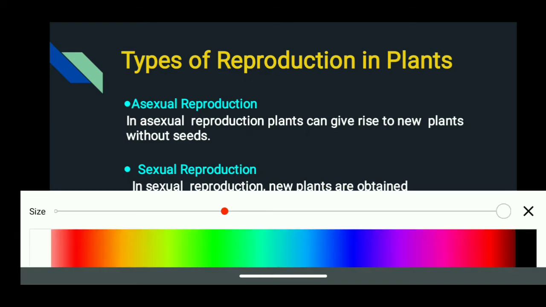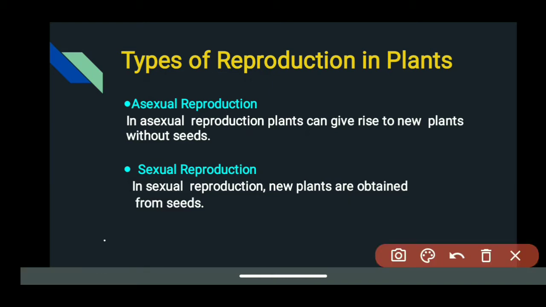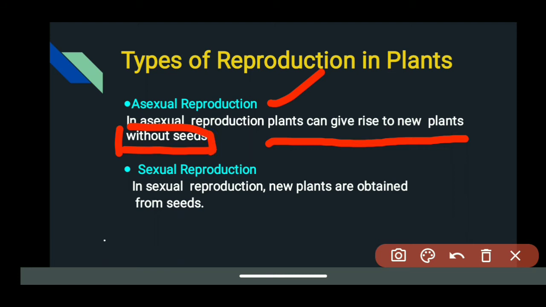Next, moving on, types of reproduction in plants. Let's learn the types of reproduction in plants and their definitions. The first one is asexual reproduction. In asexual reproduction, plants can give rise to new plants without seeds. The most important words in this definition are "without seed". The individual will be born without the aid of a seed.